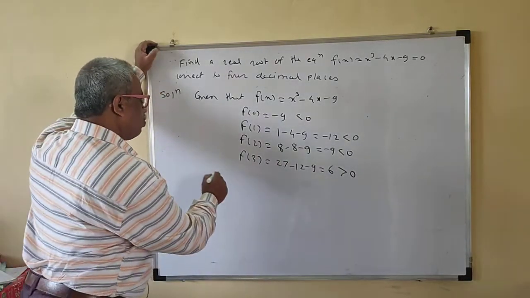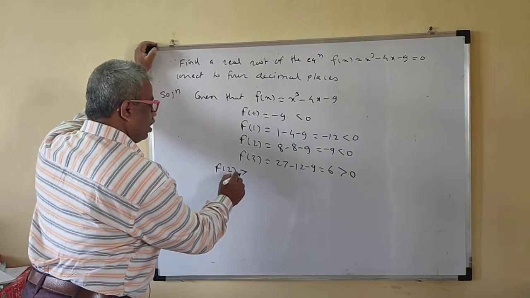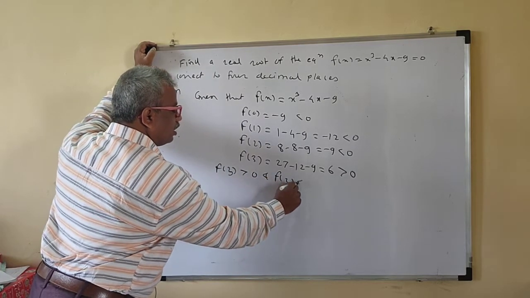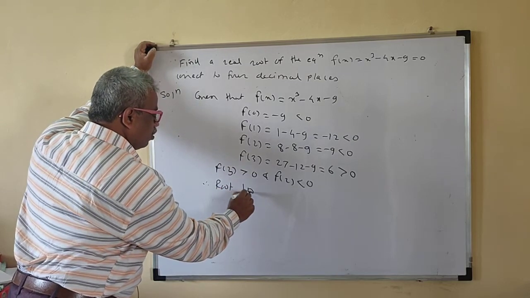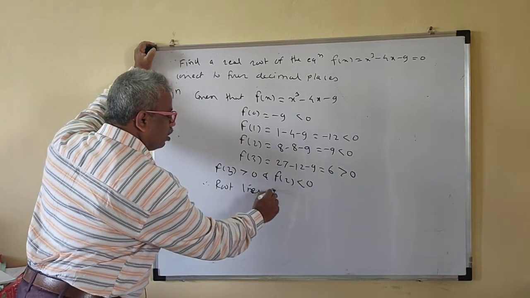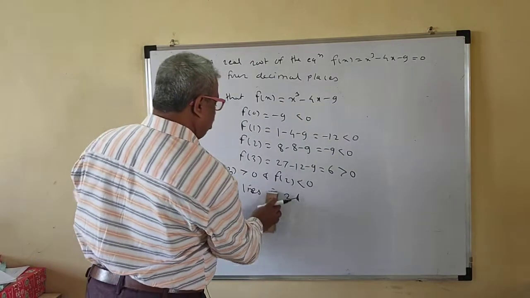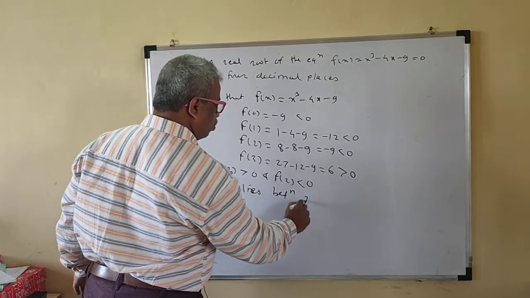Okay? So therefore what? F of 2 you have to write here. F of 3 is greater than 0 and f of 2 is less than 0. Therefore root lies in between. I have to write an interval then. Root lies between 2 and 3.